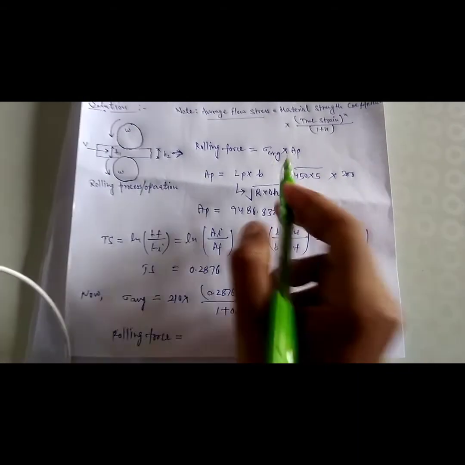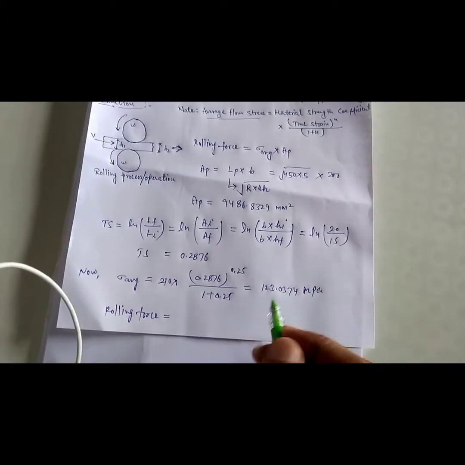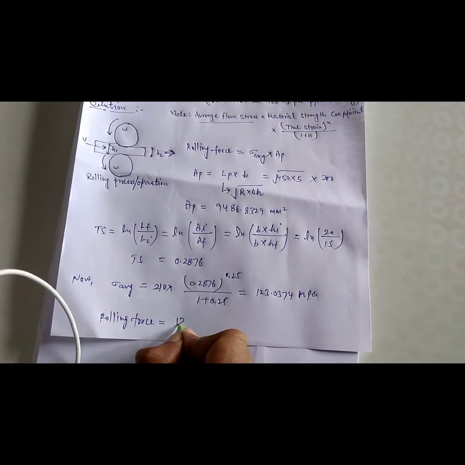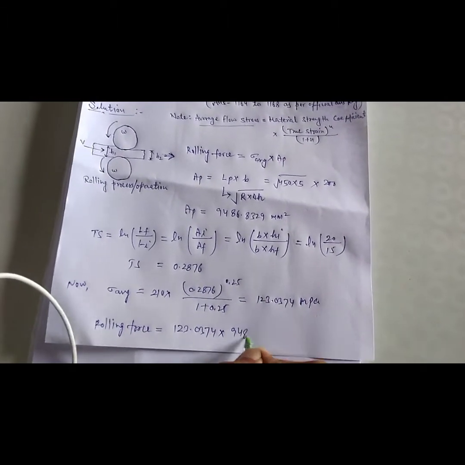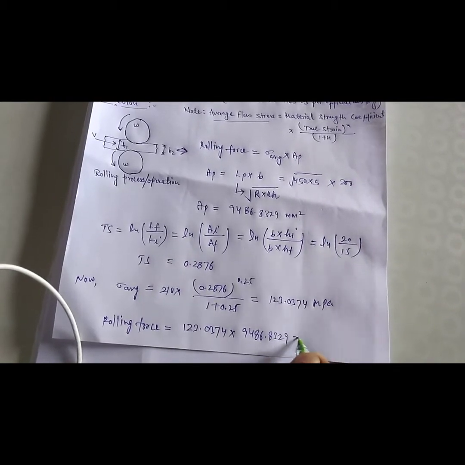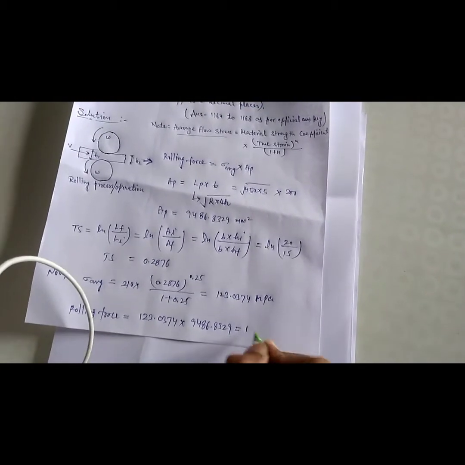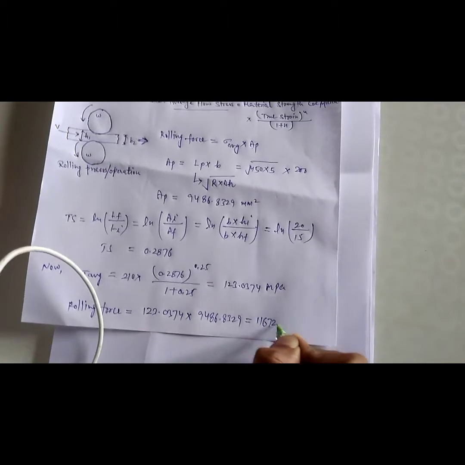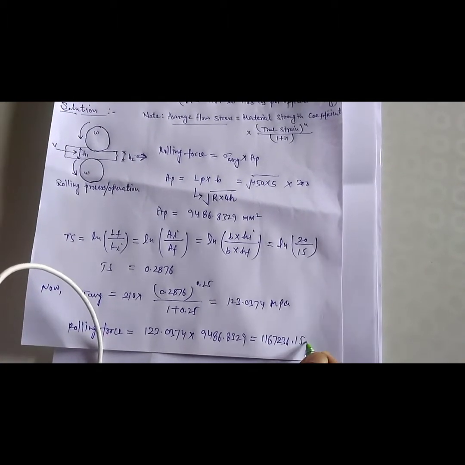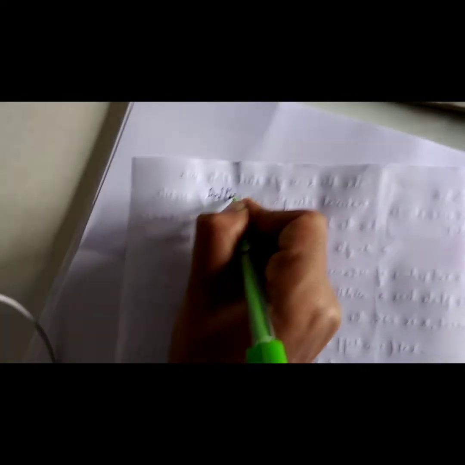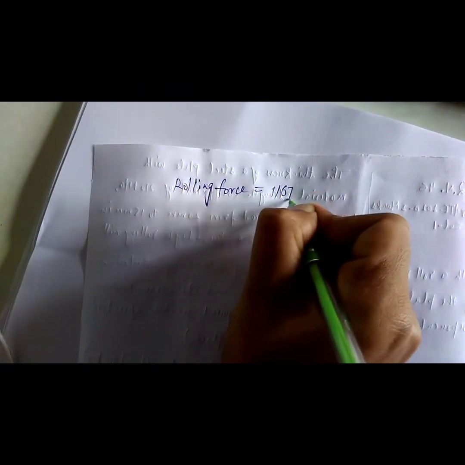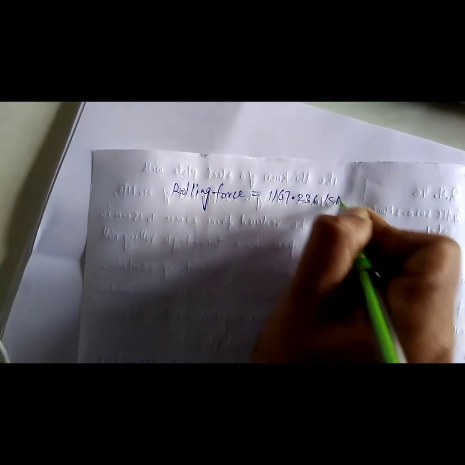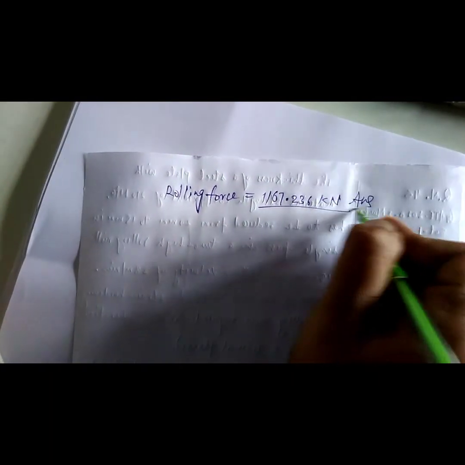So now calculating rolling force, which will be equal to sigma average into AP. We have both values. Sigma average is equal to 123.0374 and AP is equal to 9486.8329, which gives 1167236.1580 newton, and rolling force is equal to 1167.236 kilonewton, and this is our final answer.